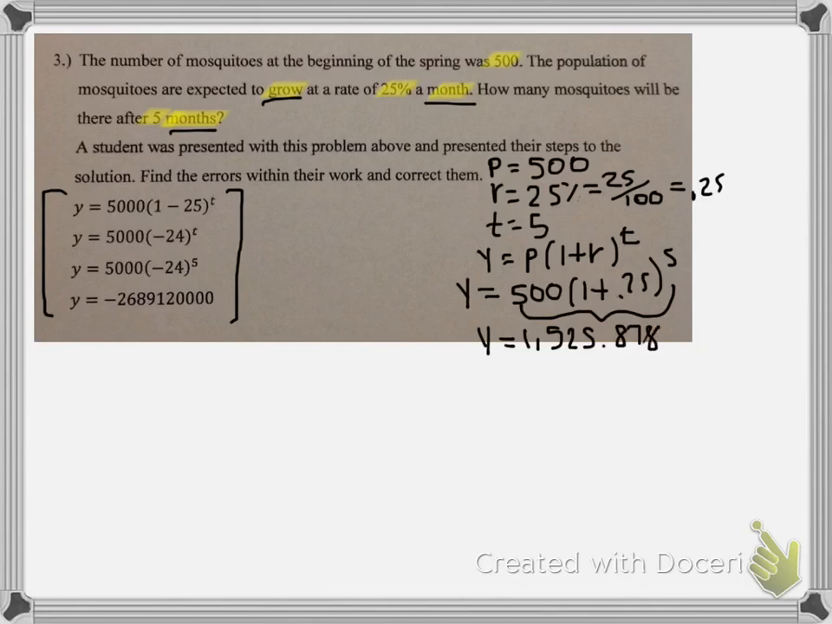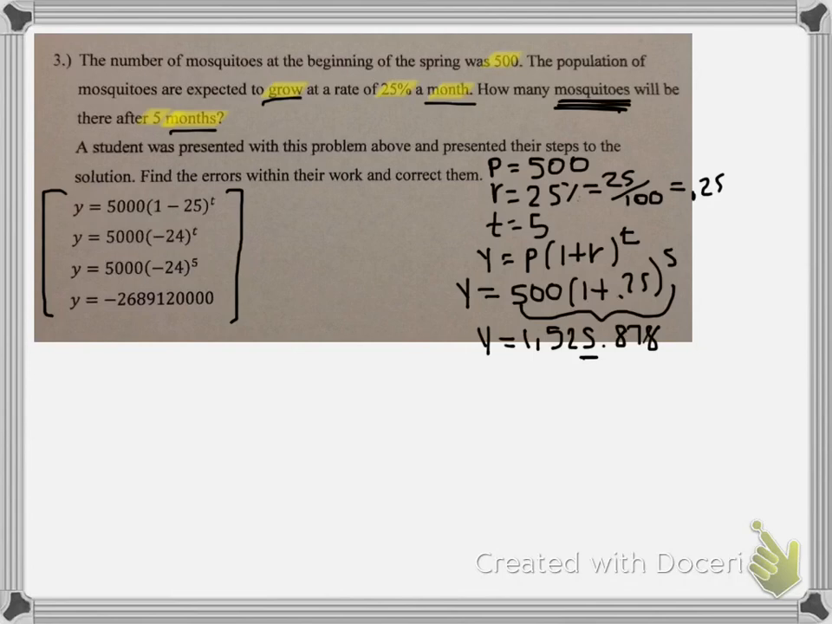Real quick, we need to look at what this answer is telling you. Like, what are the units? What is it? So it's telling us how many mosquitoes. Alright? Can you have part of a mosquito? No, you can't have part of a human. Same thing, you can't have part of a mosquito. So when you round this, we need to round to the whole number.